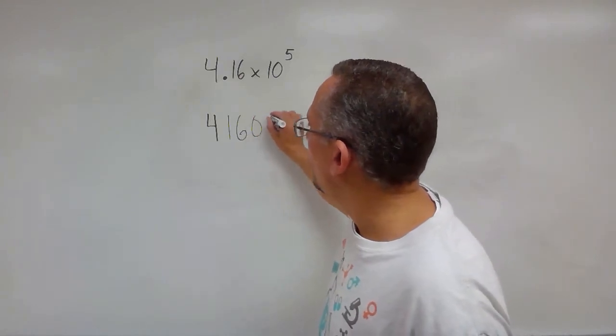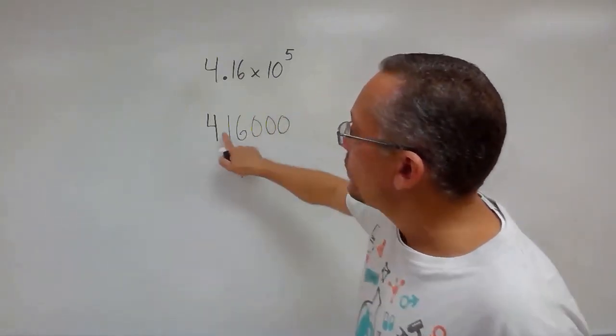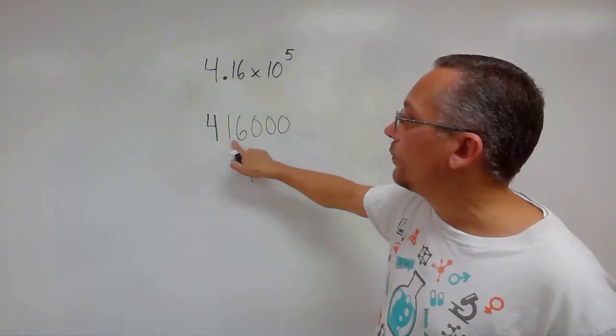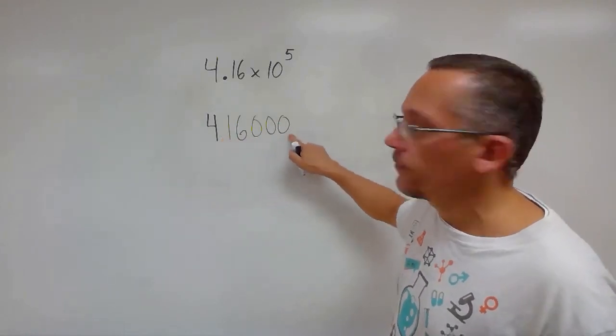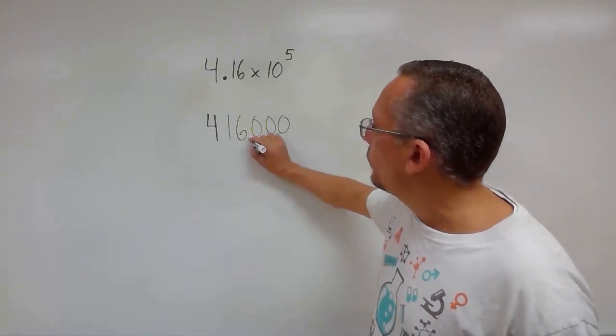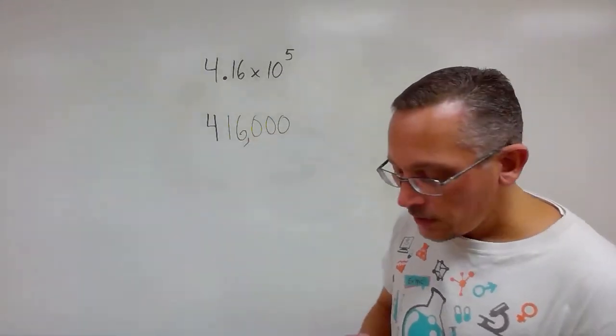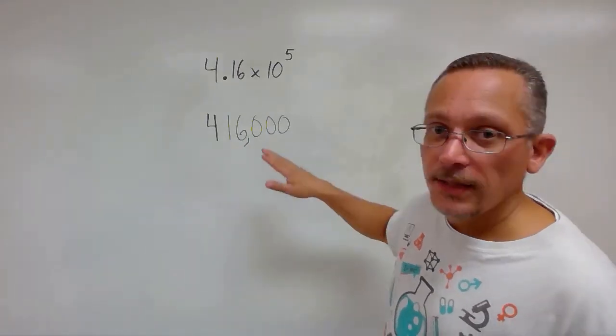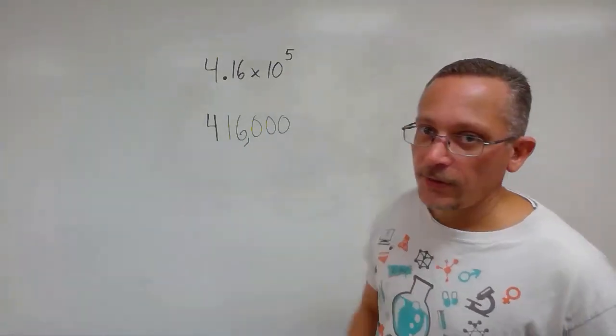So 3, 4, 5. So it was here. Now I've moved it 1, 2, 3, 4, 5 places. Now it's here. So now that number that we had there, put a little comma in there to separate the zeros, and we have 416,000 is what that number is.